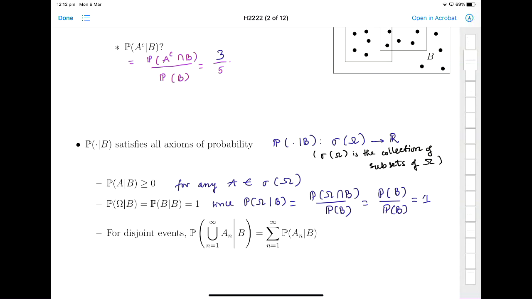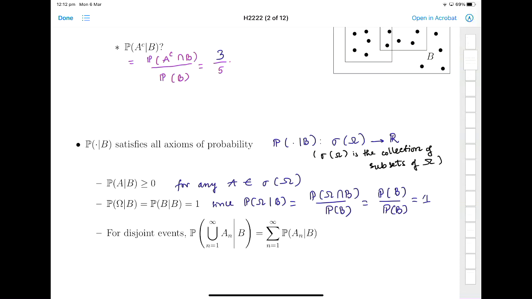Just from the definition, it's equal to probability of omega intersect with B divided by probability of B, and this one is probability of B over probability of B, right? And this is 1. So you have this function positive, and probability at omega is 1.